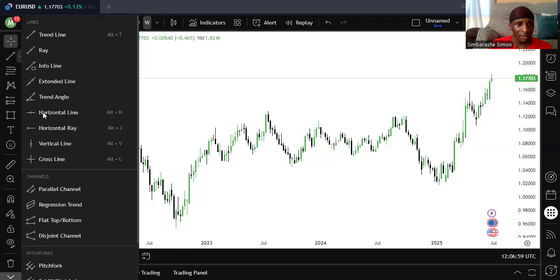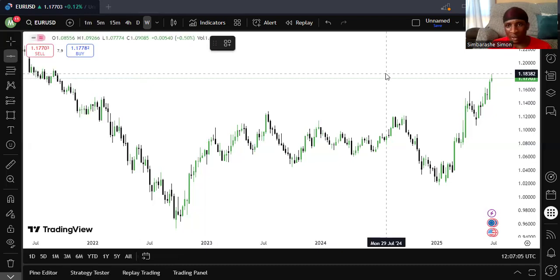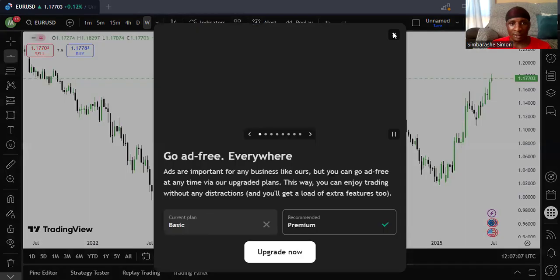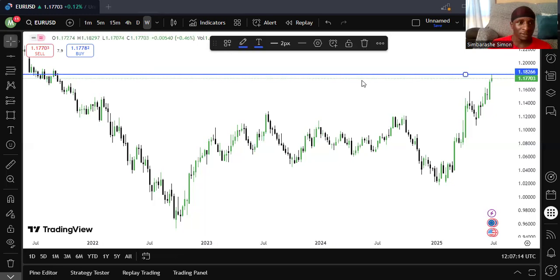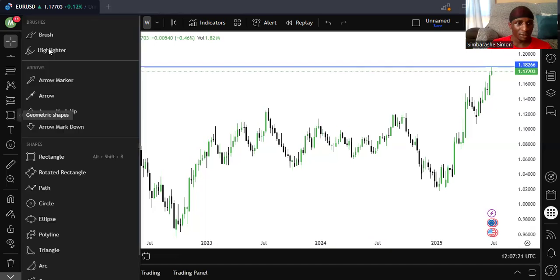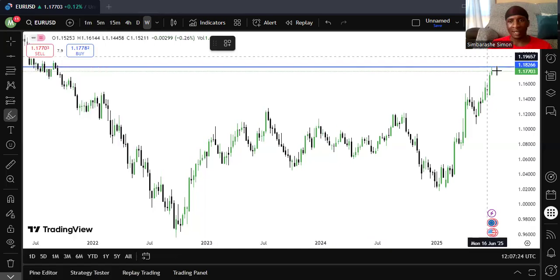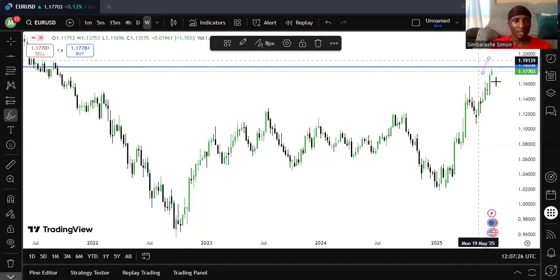First, let me take my horizontal line. I just mark. We are on weekly, but I'm a scalper. Let me remove this one. I'm a scalper, but I start from weekly to see what's happening here. As you can see, we are on weekly. Let me take my highlight tool. Where I put an X here, that's where we are at the moment on weekly.